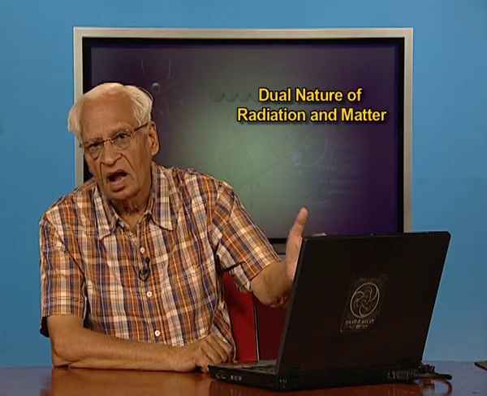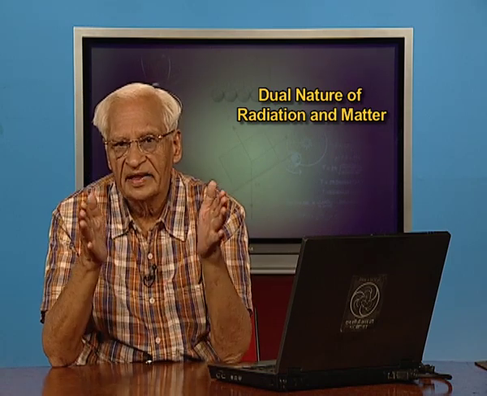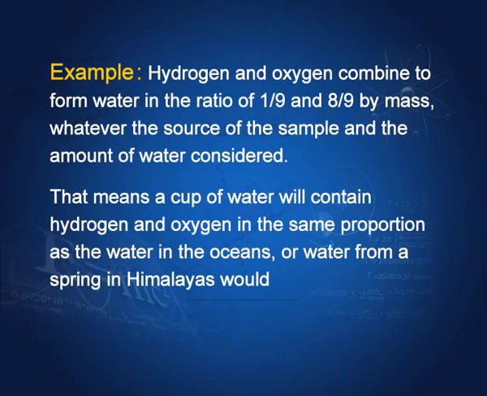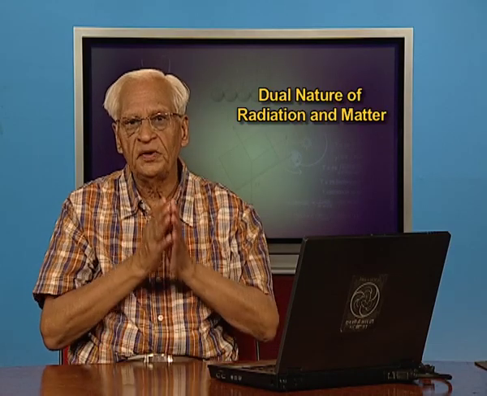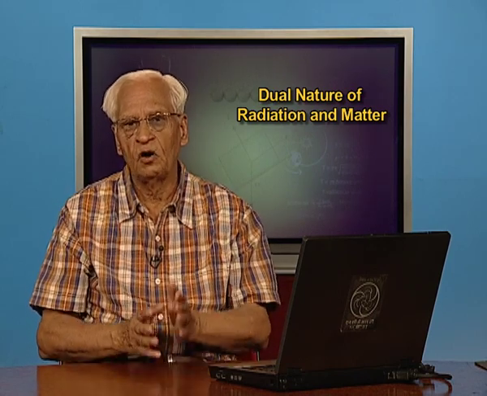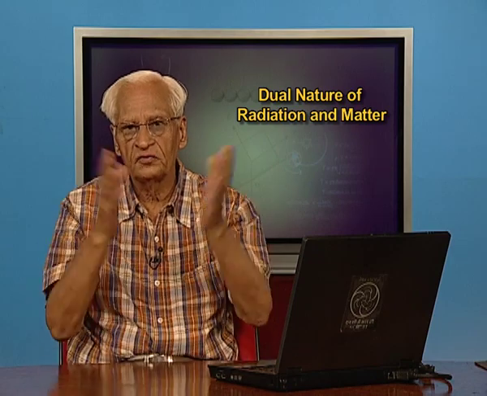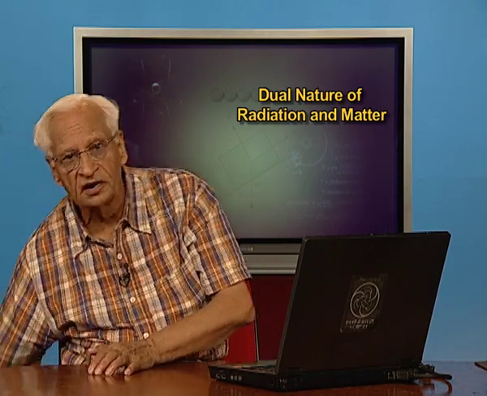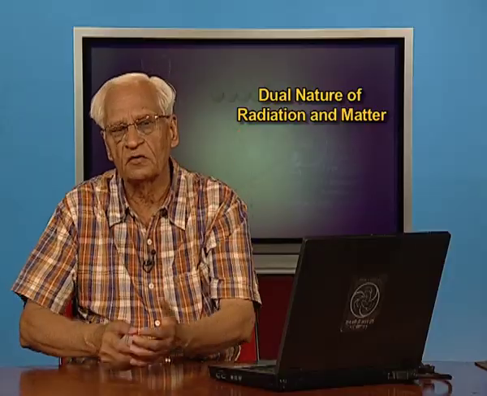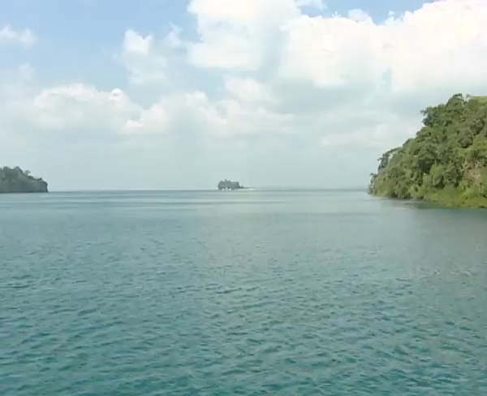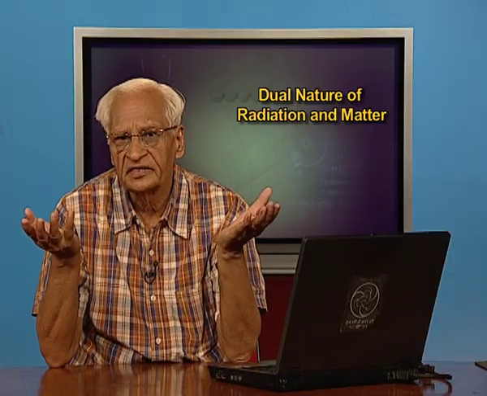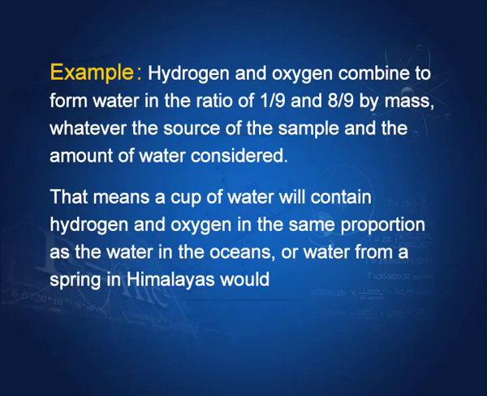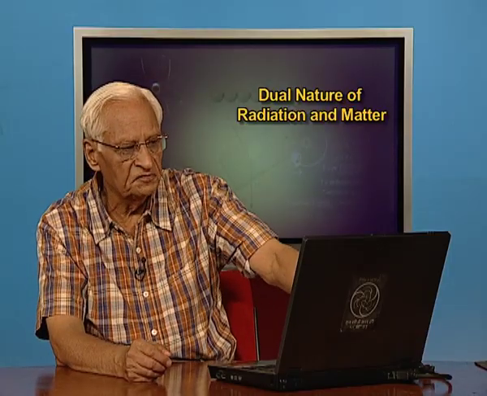For example, hydrogen and oxygen form water, and they combine in the ratio of 1/9 to 8/9 by mass. The proportion of hydrogen is 1/9, the proportion of oxygen is 8/9. And this proportion would be the same whatever the source of water and whatever the size of the sample. For example, the water contained in this bottle, or water coming out of the tap, or water contained in the rivers and oceans, wherever you take this water, hydrogen and oxygen mix in the ratio 1/9 to 8/9. That is the law of definite proportions.